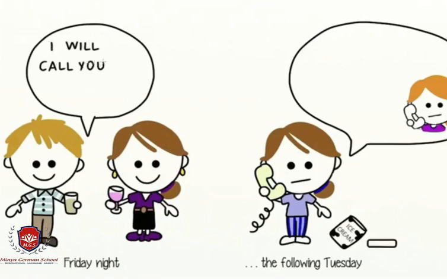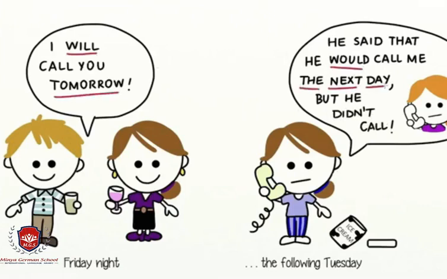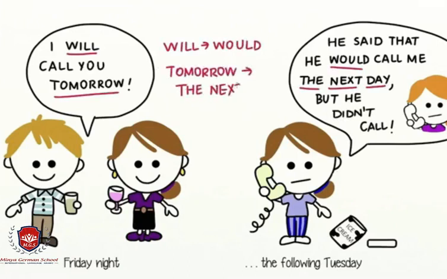For example, the boy says to the girl, "I will call you tomorrow." The girl tells her friend, "He said that he would call me the next day, but he didn't call." Notice will changes to would, and tomorrow changes to the next day.